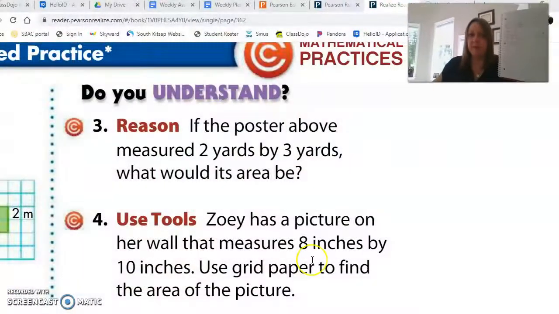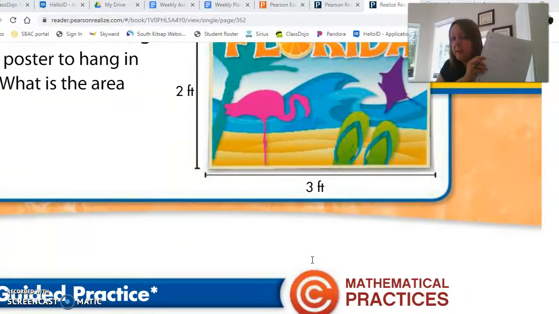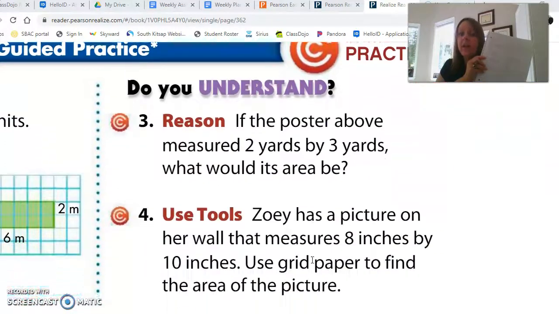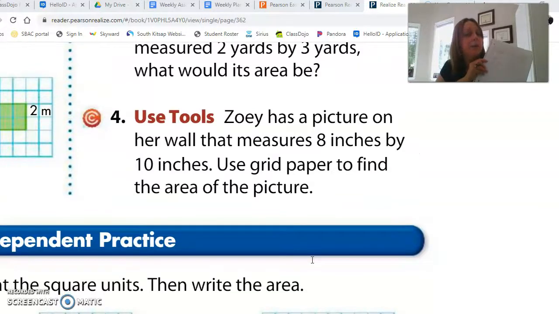Now, how is that different from the video? Because if you look up there, the unit is feet. So that's knowing the difference between your units. Good job. Now this one, let's not use grid paper. Let's use our formula. Number 4, Zoe has a picture on her wall that measures 8 inches by 10 inches. So I'm going to write down my formula. Area equals length times width. And then I'm going to fill in my variables. So it would be 8 times 10.